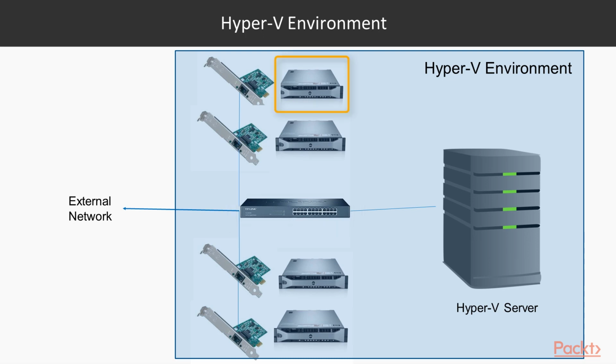Virtual machines are connected to a virtual switch by configuring the virtual network adapter attached to the virtual machine. A virtual network adapter can be configured to connect to one and only one virtual switch.